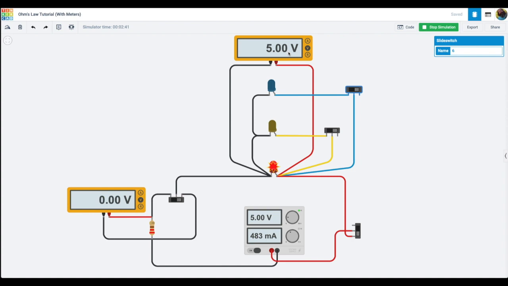Remember, 5 volts was too much. It was only able to handle, I think it was 2.2 volts or something like that. I can't remember what it was. So the purpose of this resistor being in this circuit is to limit the amount of current that's going through these LEDs.